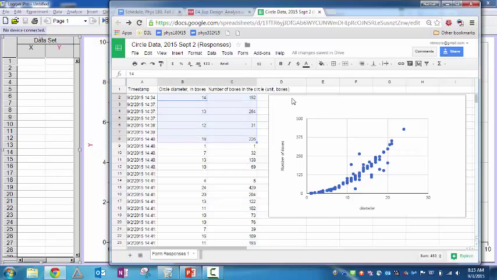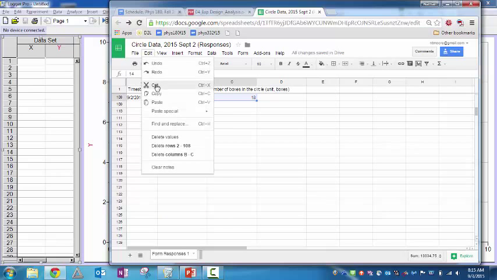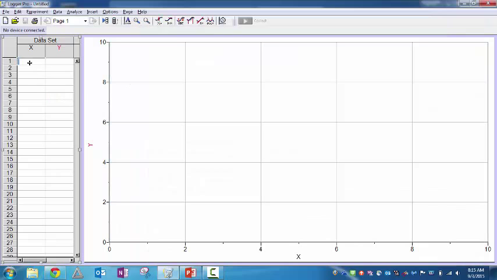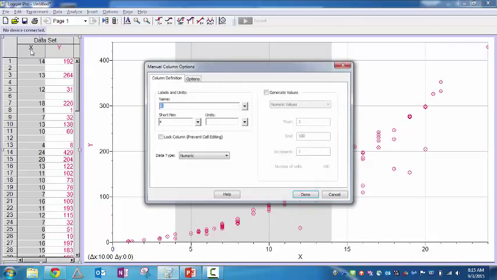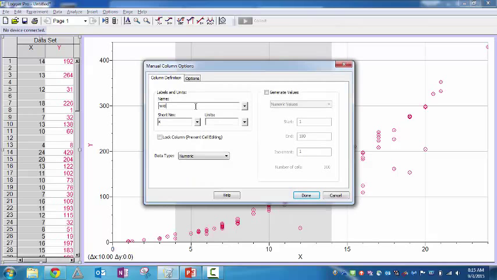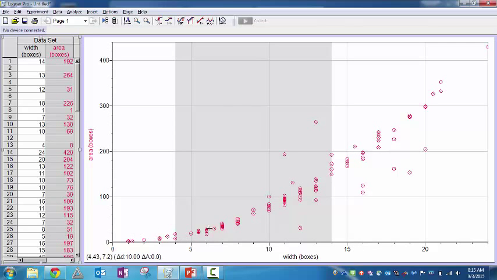So I'm going to take all the circle data from Google Docs and copy it, and then in Logger Pro I can paste it. Here's the same data. I never want to leave the data unlabeled, so I'm going to double click and say that this is width. I'm going to call it D for diameter, and the units are boxes. In the same way, this is going to be something like area. Maybe I'll call it A, and it is also measured in boxes. So my graph is labeled and I've got this curve.